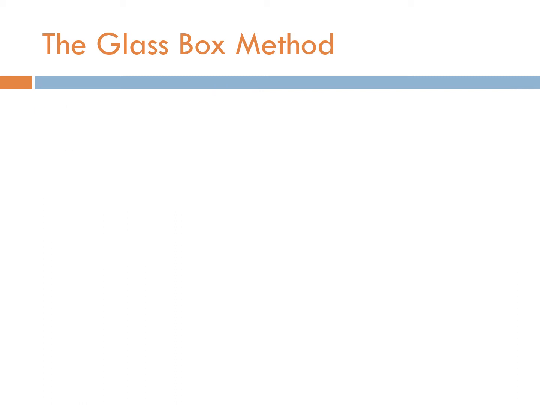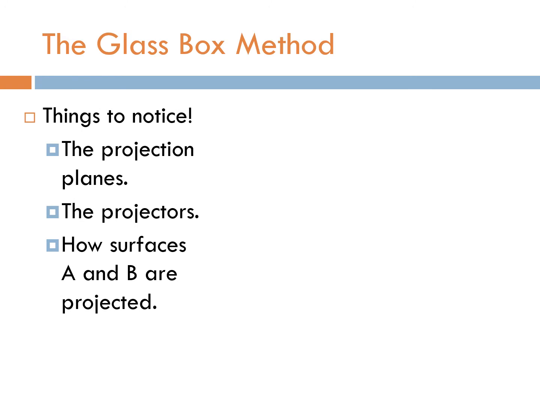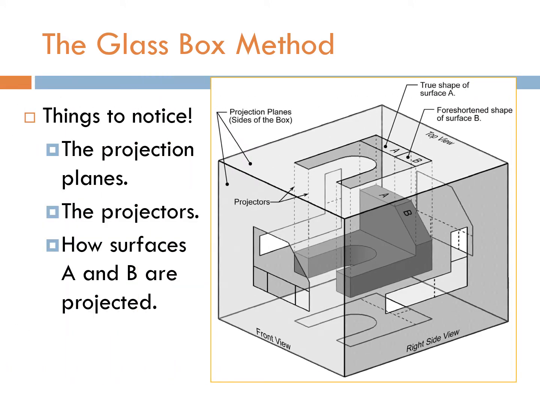Let's think about what are the things you have to be careful about when you do this glass box method. The first thing is that you notice there are several different projection planes. They have different names. Just be careful what they are called. The second thing is, what are the projectors? With the projectors, meaning that you shine the light, and those are the light rays. So how you shine the light, where it comes from, is important.